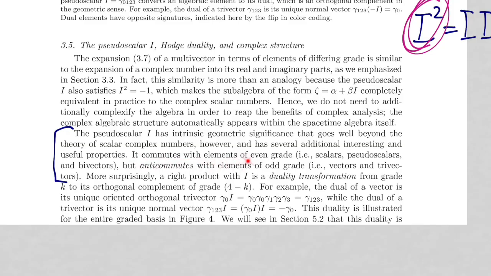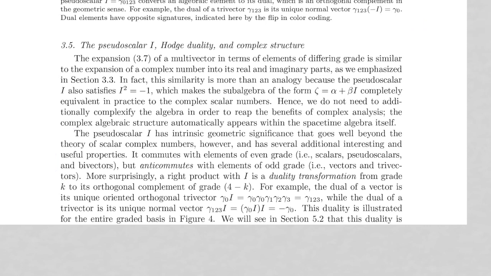So when they say it commutes with elements of even grade, which are the scalars and the bivectors and the pseudoscalar, but it anti-commutes with the vectors and trivectors. All right, we showed that. More surprisingly, a right product with I is a duality transformation from grade K to its orthogonal complement of grade 4 minus K. So let's focus here on this really important concept. I is a duality transformation from grade K to its orthogonal complement of grade 4 minus K. Let's see exactly how that works.